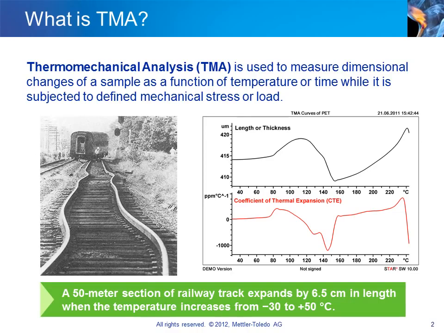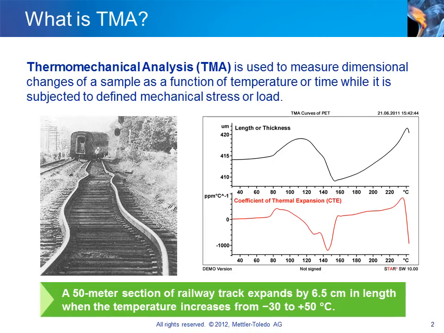In practice, many modern materials are subject to a wide temperature range during use. This means that expansion and contraction always has to be taken into account, for example in the design of composite materials. Thermomechanical analysis is used to characterize expansion and contraction behavior and to determine the coefficient of thermal expansion, or CTE, as it is called for short.